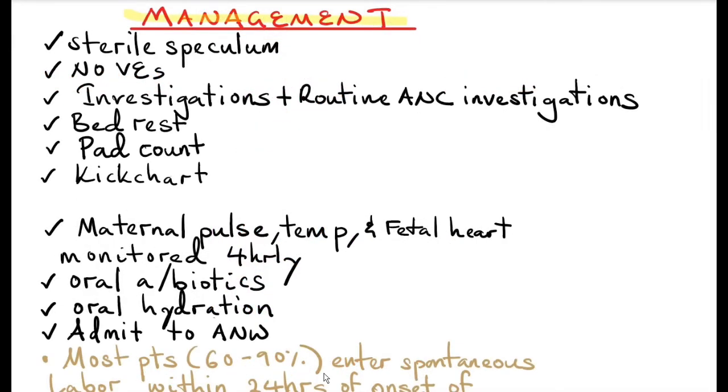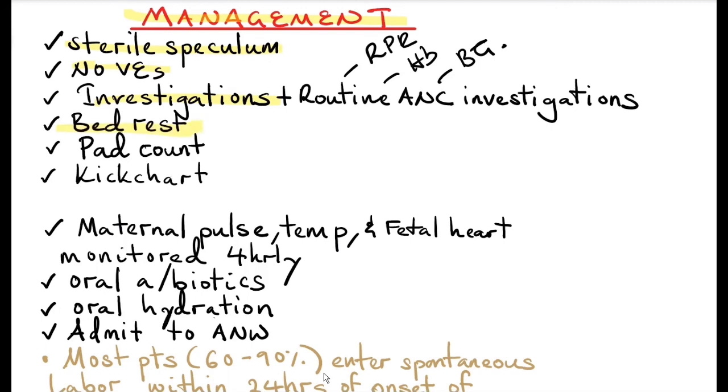Management of PROM. In this section, I'm going to look specifically at management of PROM. In the next video, I'll look at management of PPROM. So you have to do a sterile speculum examination. Vaginal examinations, we said, are contraindicated. The investigations we already mentioned, but in addition to that, you have to do antenatal care investigations as well, like tests for syphilis, rapid plasma reagin, hepatitis B, and blood grouping.